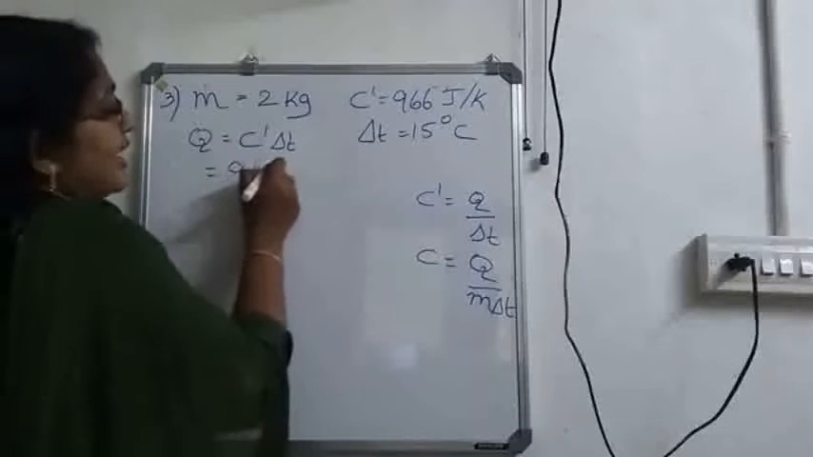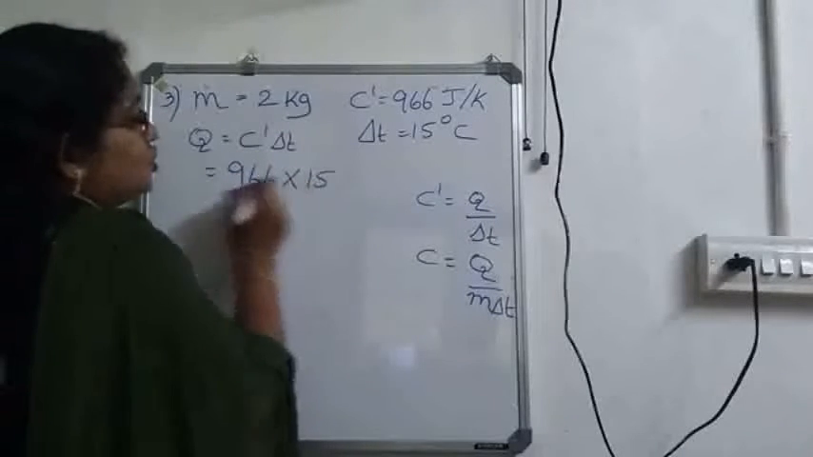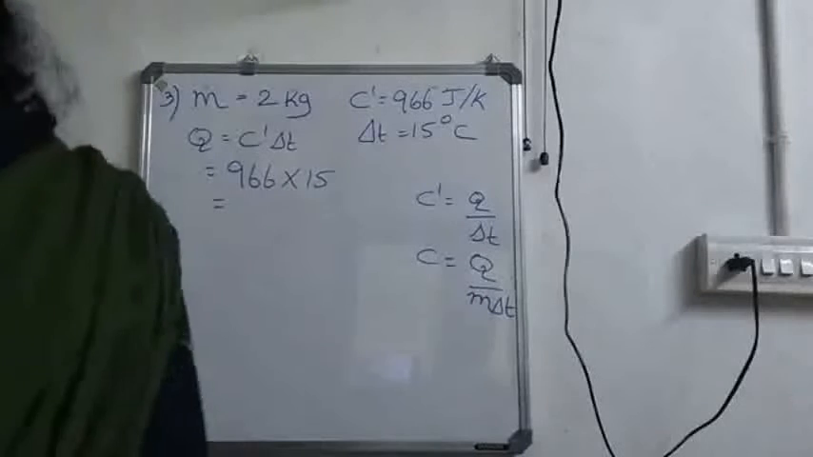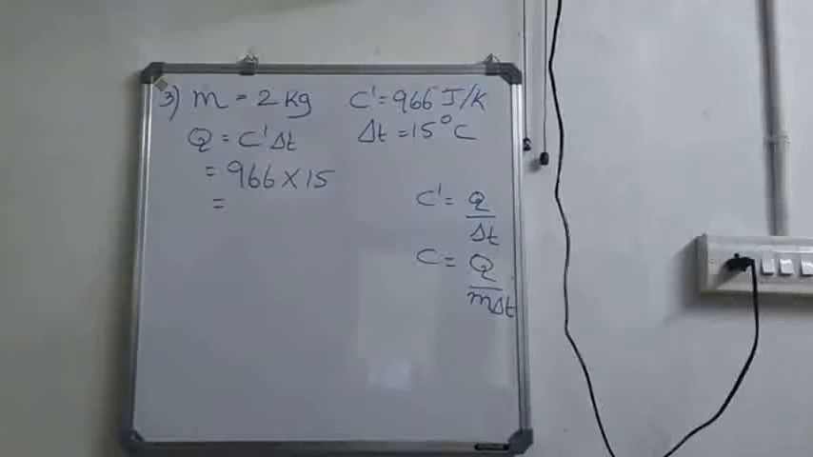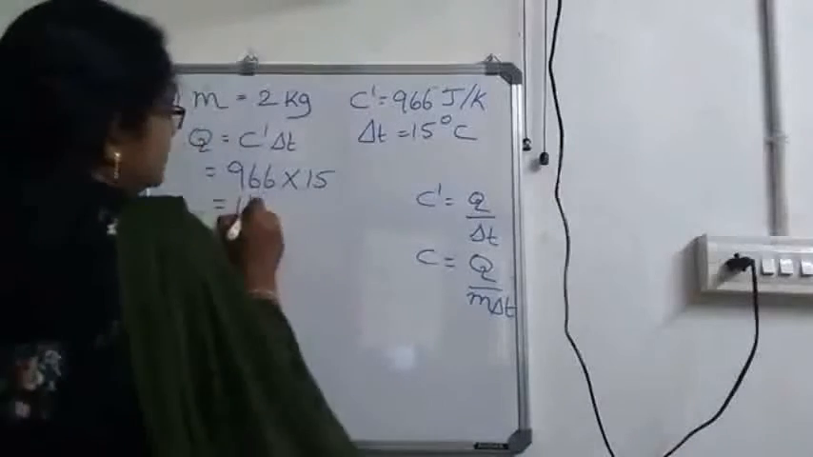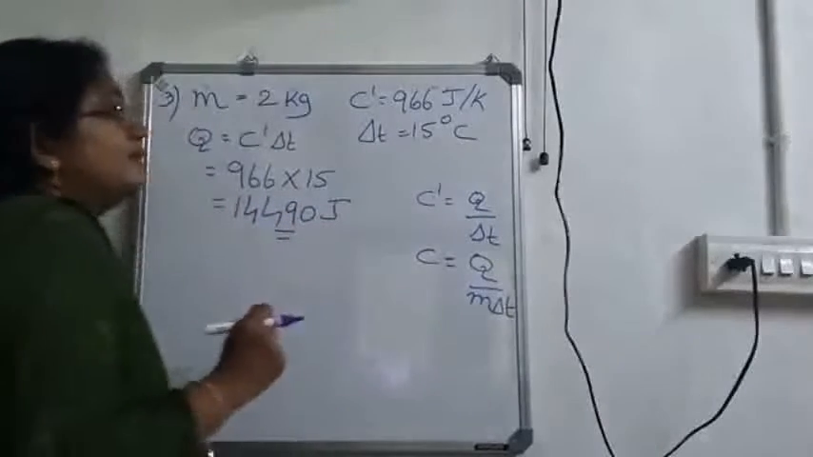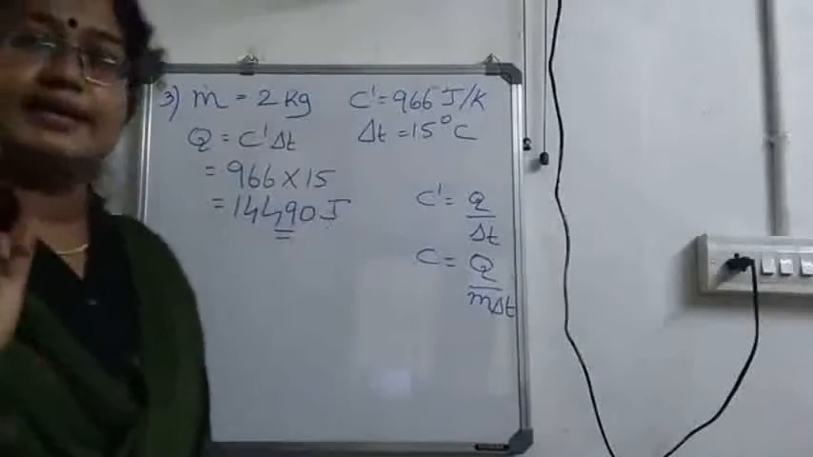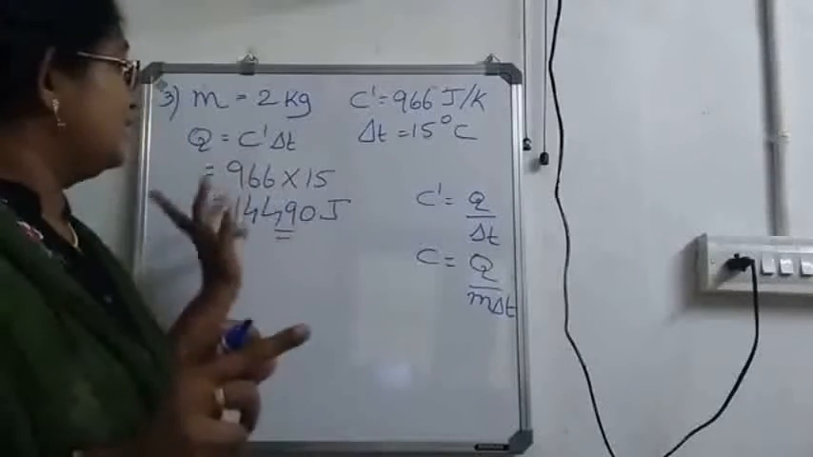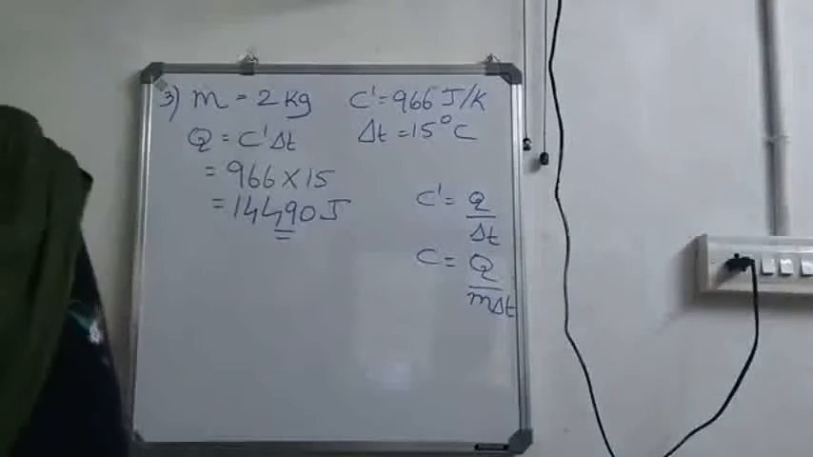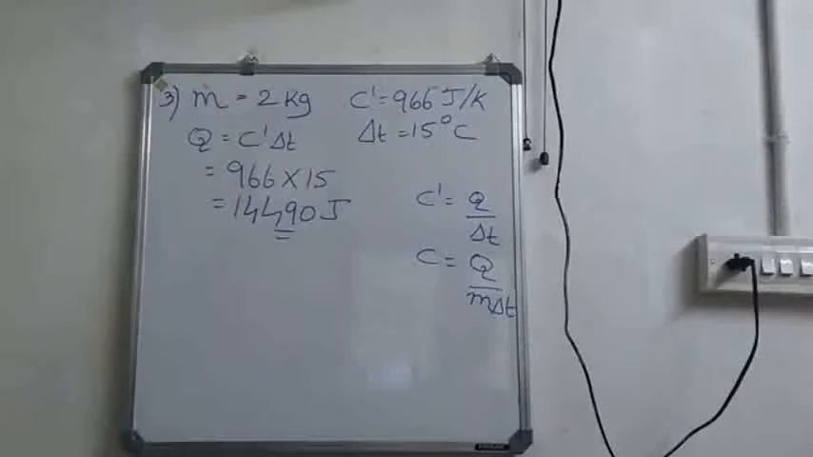That is 966 into 15. So if you multiply 966 with 15, you will be getting 14,490 joule. Okay, this will be the value. You can just multiply and check. 14,490 joule is the answer we get here.